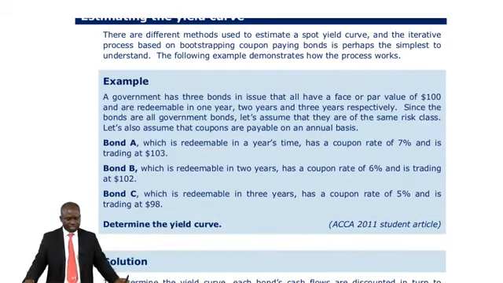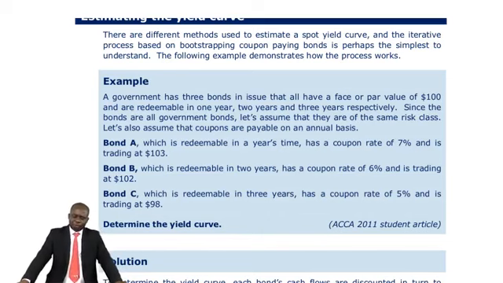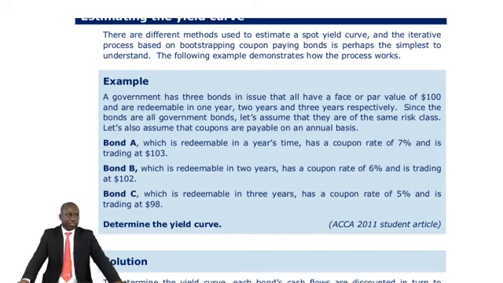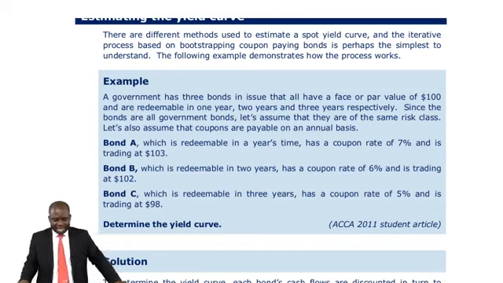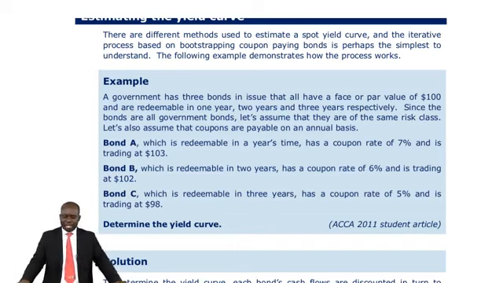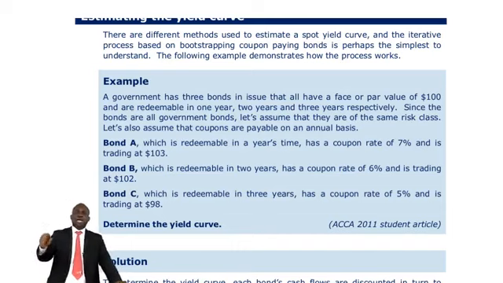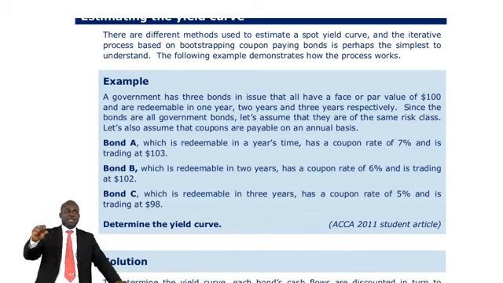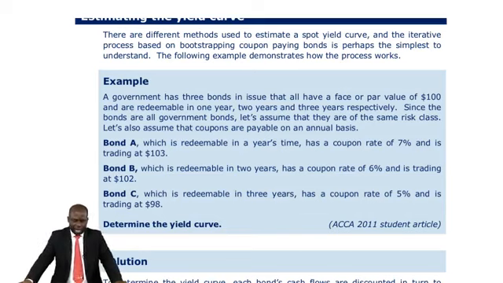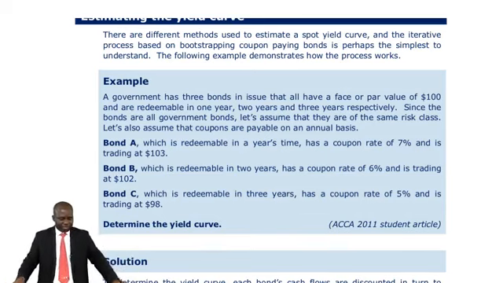So let's use this example to illustrate. A government has 3 bonds in issue that all have a face or par value of 100 and are redeemable in 1 year, 2 years, and 3 years respectively. Since the bonds are all government bonds, let's assume that they are of the same risk class, meaning that as long as they are of the same risk class, all of them will be subject to the same return, because there is this trade-off between risk and return.